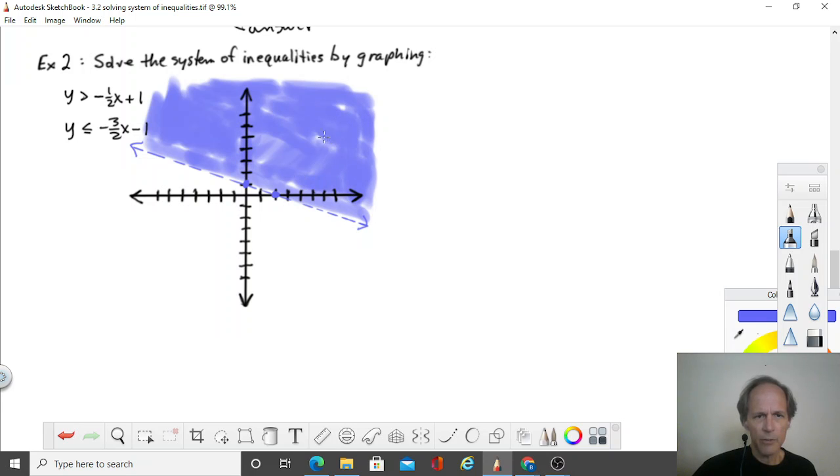Okay, so those are the points that make that one true. But we want the points that make both true, right? So we're going to graph the other one and do the overlap. So go back to red. Oh, before I do that, I'm going to shade over this to show that's the one that was blue. Okay, now we go back to red. And this one, the intercept is -1. Oh, wrong one.